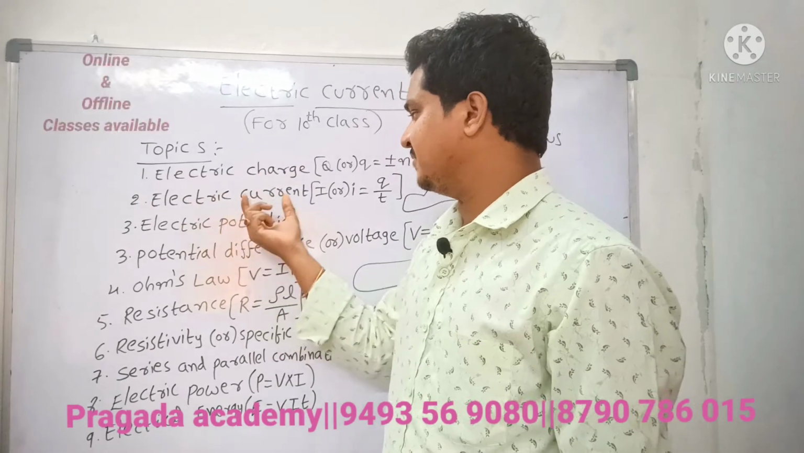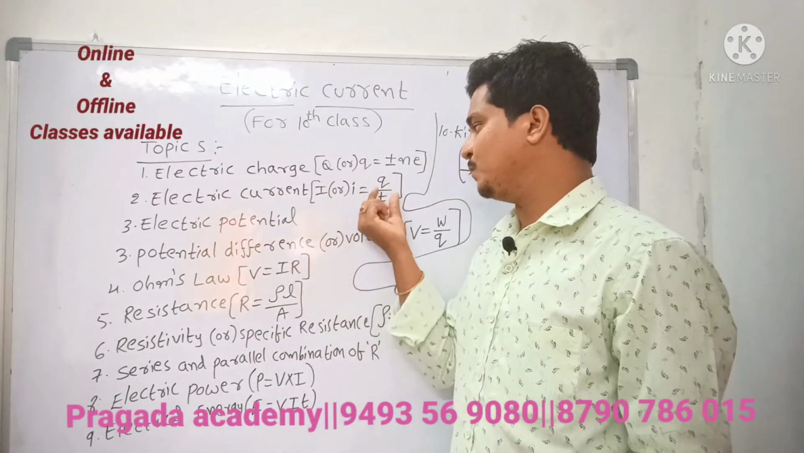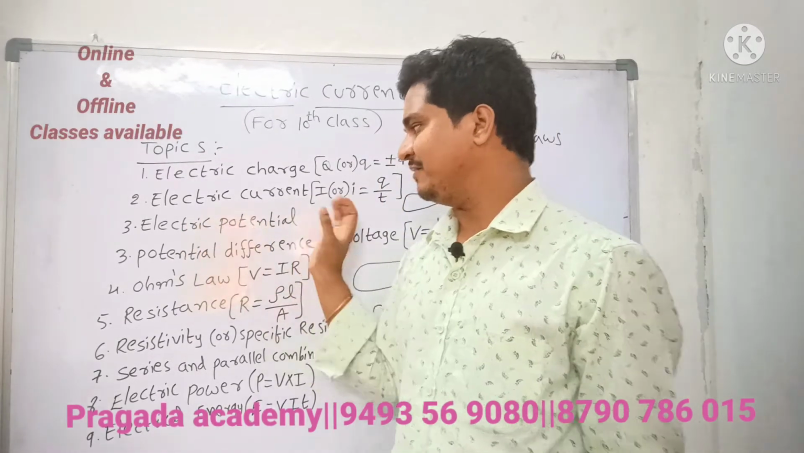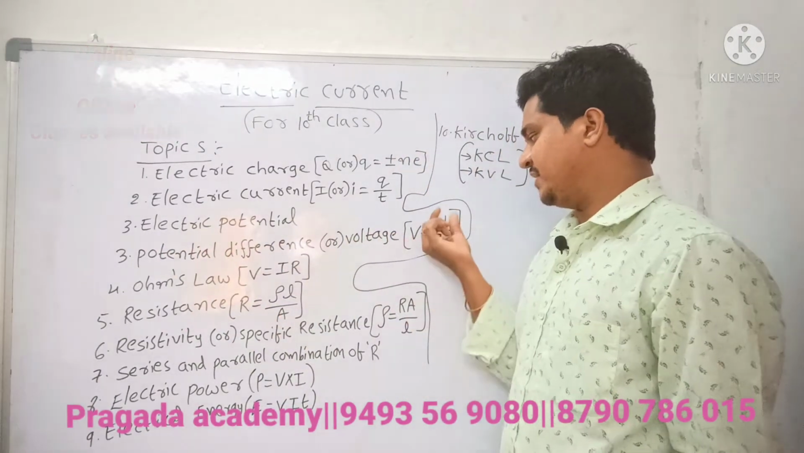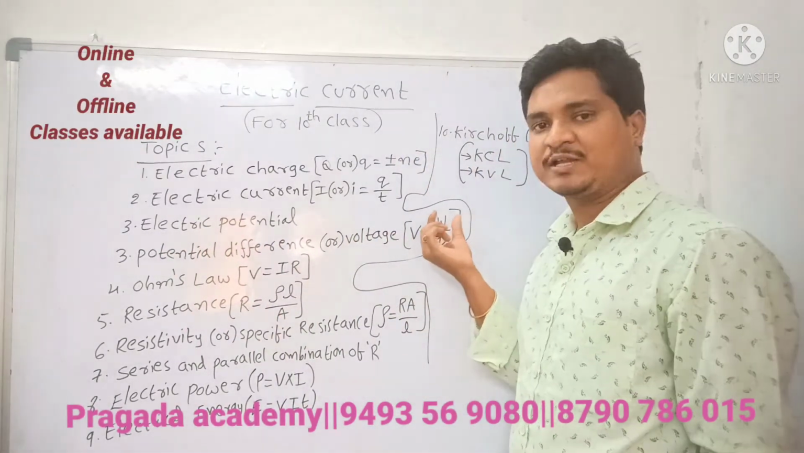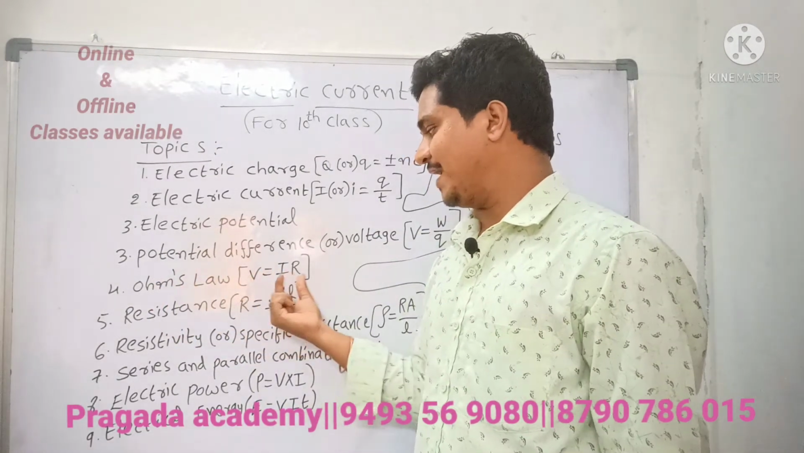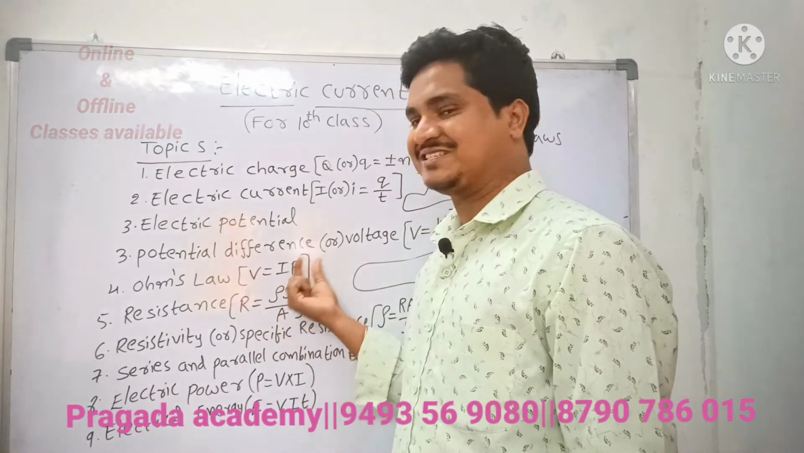And electric current is represented with capital I or small i. The formula will be small q by t, charge by time. Electric potential, we don't have any symbol for this. Potential difference or voltage V equals W by Q, where W means work done and Q means charge. Ohm's law, we have the formula V equals IR. I means current, V means voltage, R means resistance.